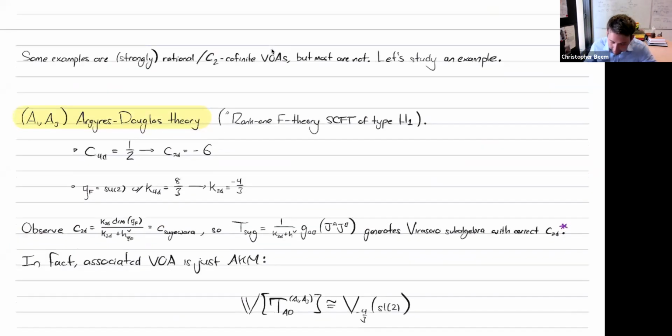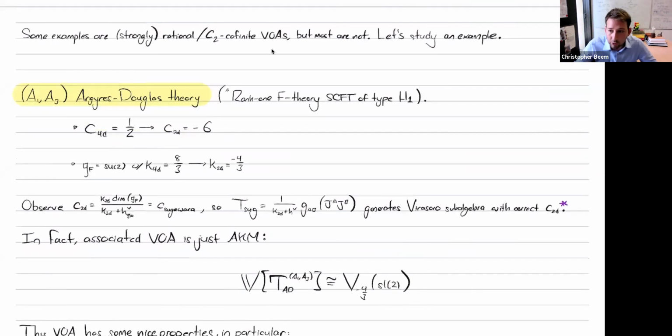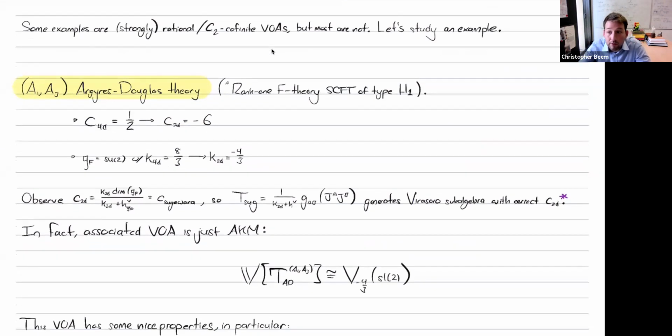Okay. So let's look at an example in a little bit of detail that I think illustrates some meaningful points. So in the list I had before, there were some strongly rational C2 cofinite vertex algebras. These Virasoro minimal model cases were examples, but most of these things didn't fit into any of the good classifications I gave on Friday about rational, regular, C2 cofinite, etc. So let's look at an example which is not good in any of those ways.